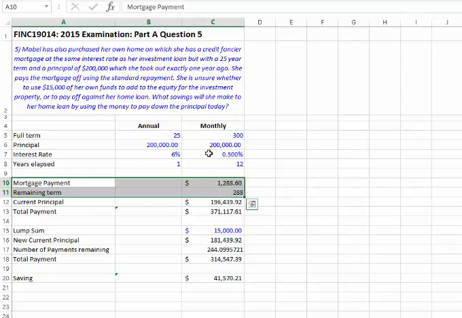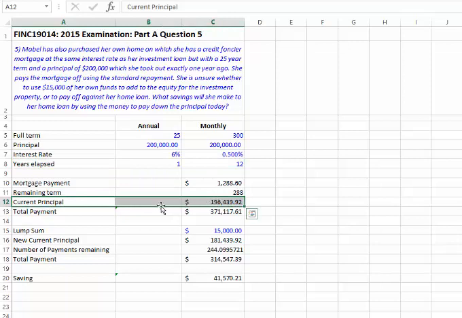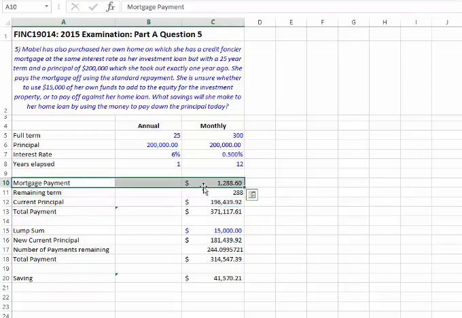So now we clear the financial registers, we load in the mortgage payment of $1,288.60, we put an N value of 288 now, the interest rate of 0.5%, and we solve now for the PV, the current principal, and that should return 196,439.92.